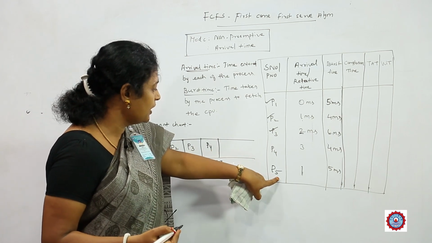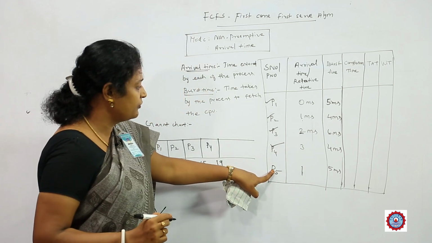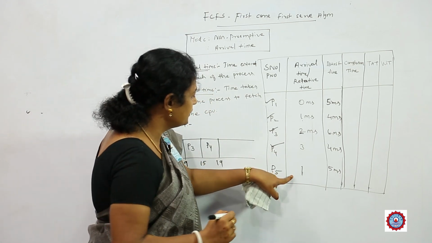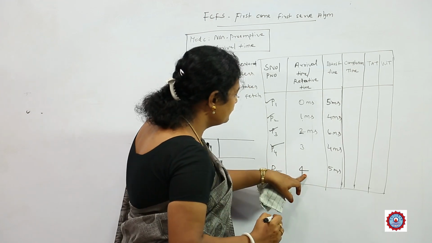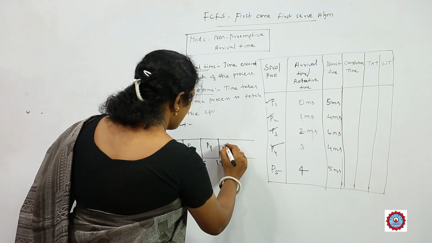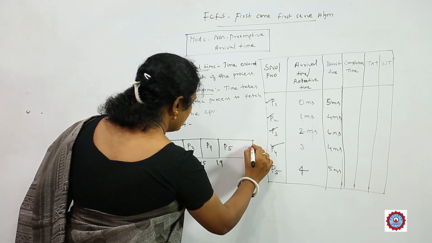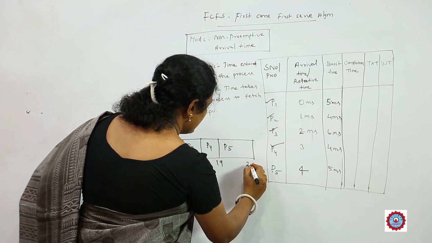And the last process to enter into the ready queue will be P5, and it took 5 milliseconds. So, 24.